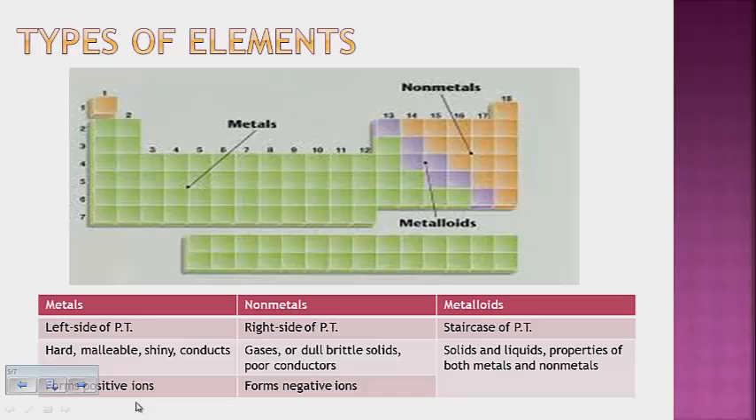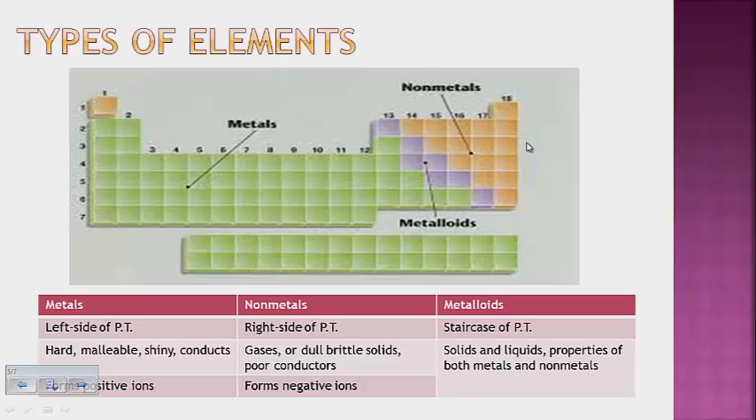Nonmetals, found on the right side of your periodic table, tend to be your gases. Hydrogen, even though it's over here on the left, is a nonmetal. Helium, oxygen, are all found on the right side. They tend to be gases, and if they are in a solid state, they are dull looking, meaning they're not shiny, and they're brittle. They can be broken up into little pieces, and nonmetals are poor conductors of electricity. Nonmetals will form what are called negative ions.